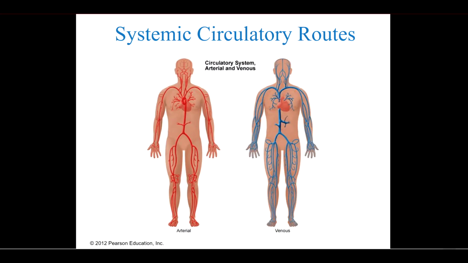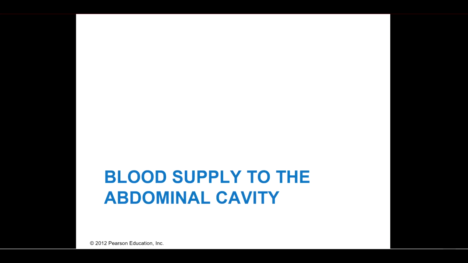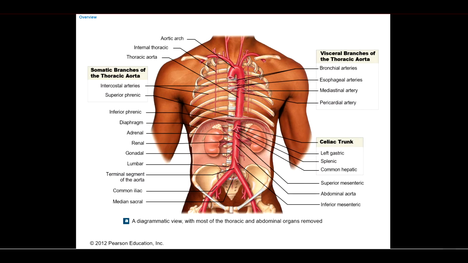In this lesson, we'll continue our discussion of the systemic circulatory system by looking at the blood supply of the abdominal cavity. So let's start with the aorta. Just to review, we know that the aorta ascends from the heart. The heart would be right about here. From the left ventricle, we have the ascending aorta here, the arch of the aorta here. Then this whole big blood vessel going down is going to be the descending aorta.